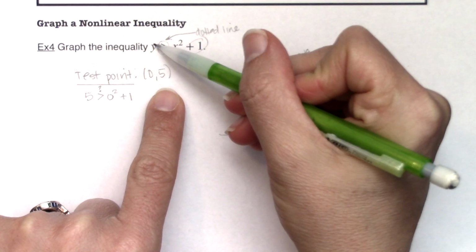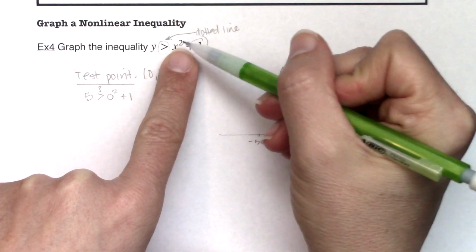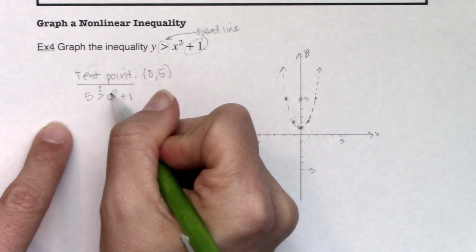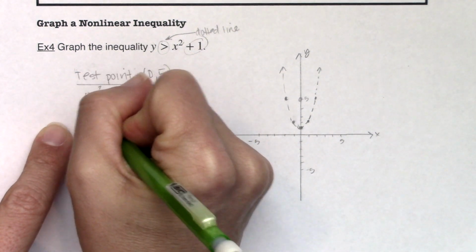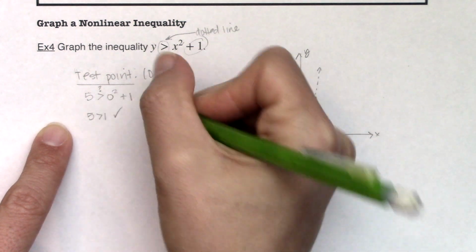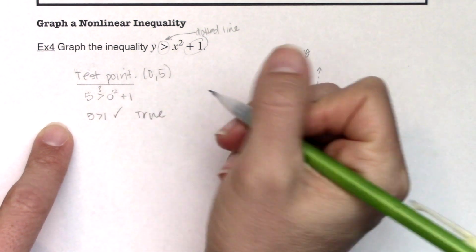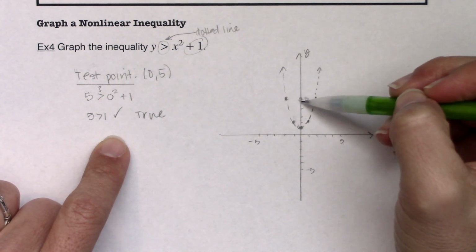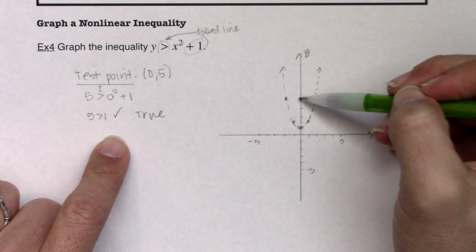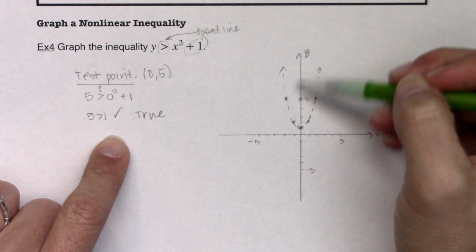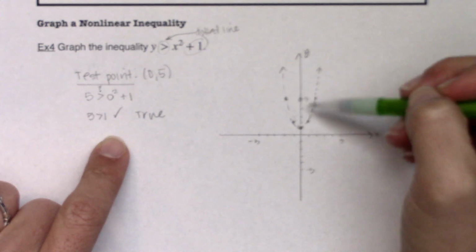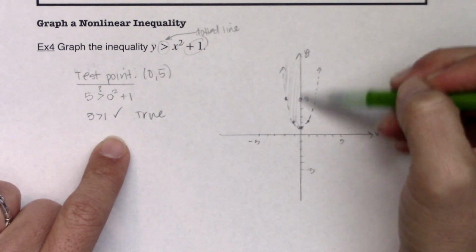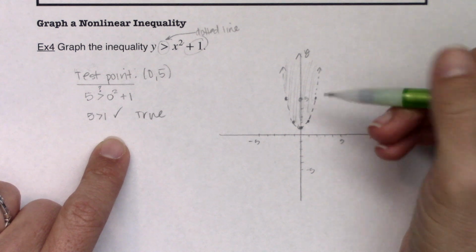So again, I'm plugging 5 in for y, and I'm plugging 0 in for x. Let me simplify it. 0 squared is 0, 0 plus 1 is 1. Is it true that 5 is greater than 1? That is a true statement. So what we're figuring out here is that if I plug in an ordered pair, if my test point is in this region, if it's above the parabola, I'm getting true statements. So I want to shade over my test point. I want to shade the true area, right?